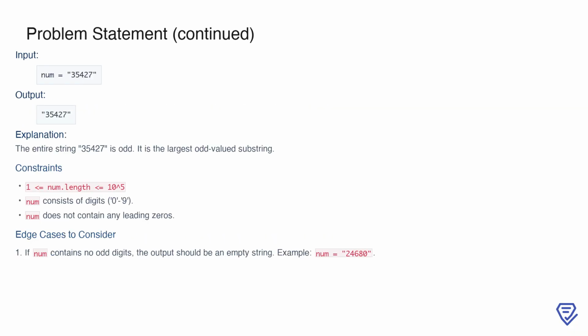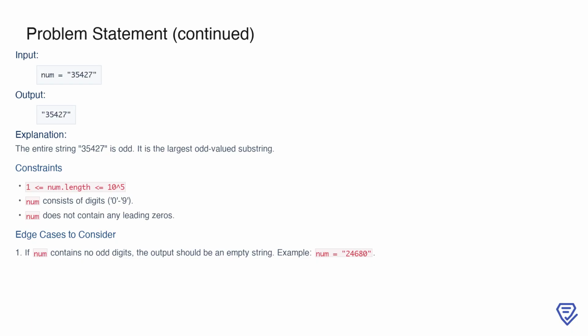For the input number equals 35427, the output is 35,427. Here, the entire string is an odd integer, and because it is the largest possible odd-valued substring, it is returned as the result. Moving on to the constraints, the length of number can go up to 100,000 characters, making it important to consider efficiency in your solution.